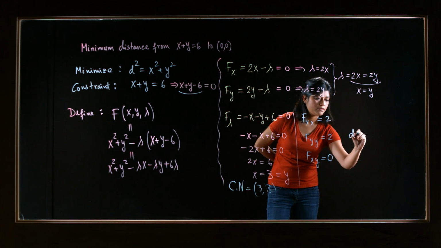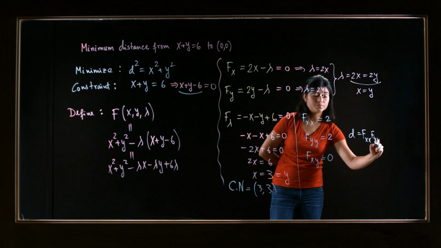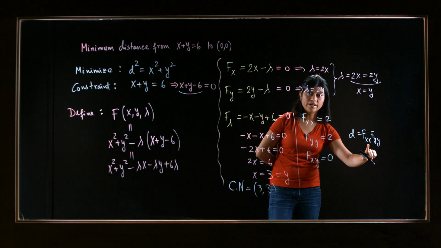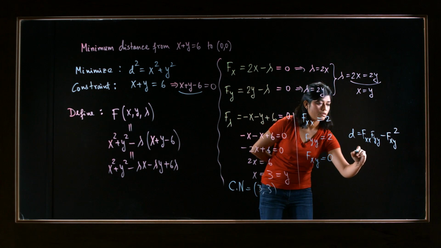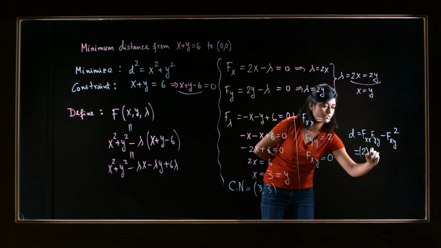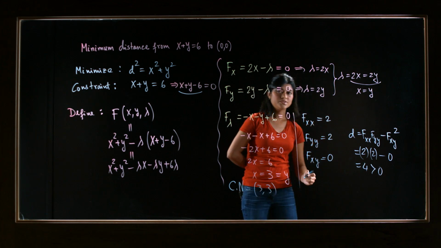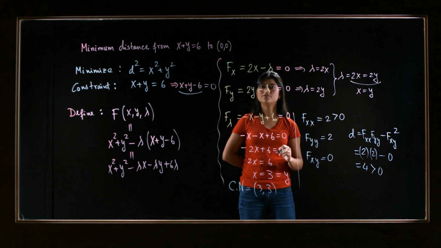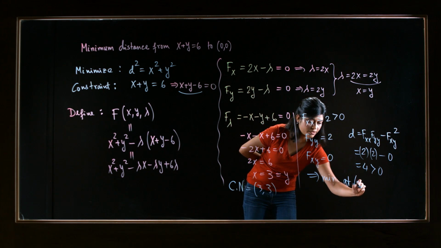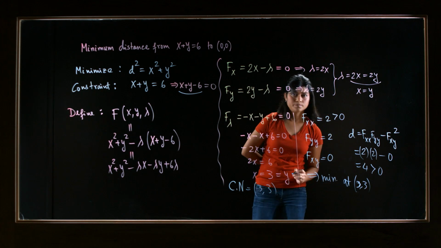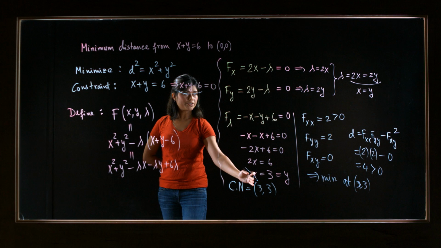And then this D function is the one that will determine whether it's a minimum or maximum. The formula is fxx fyy minus fxy square. So this is 2 times 2 minus 0, which is 4, which means D is positive, and if fxx is positive, that means it's a minimum at the critical number 3, 3. So this checks that we will get minimum distance using this particular critical number.